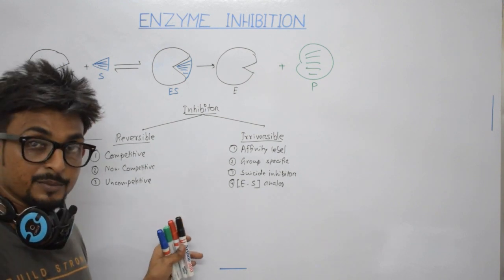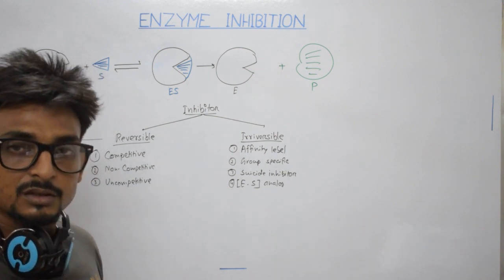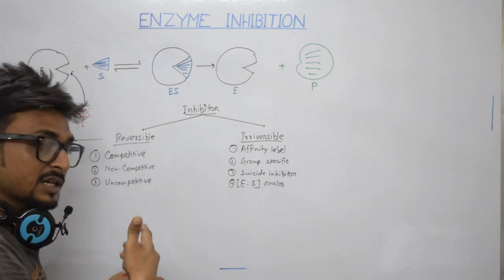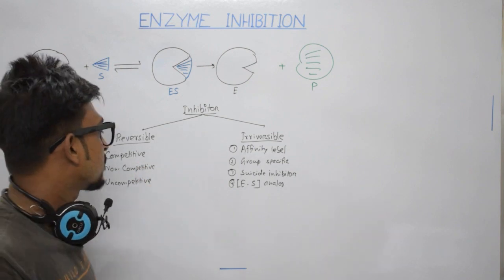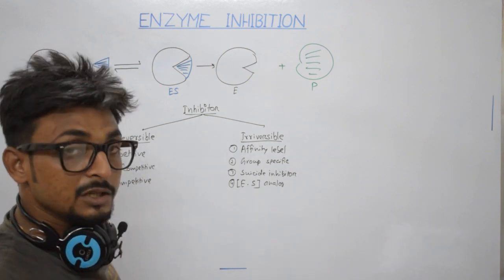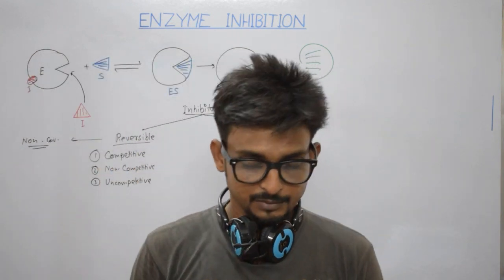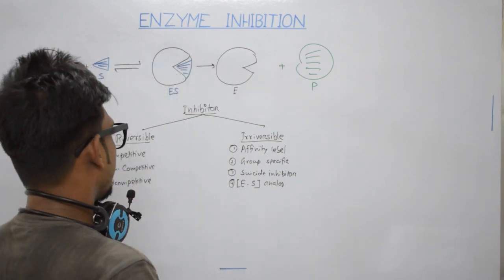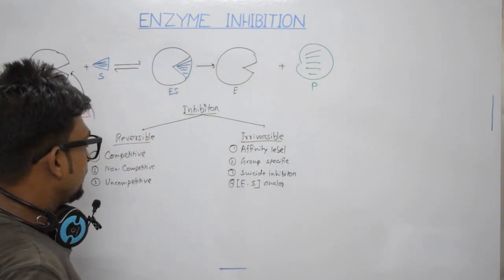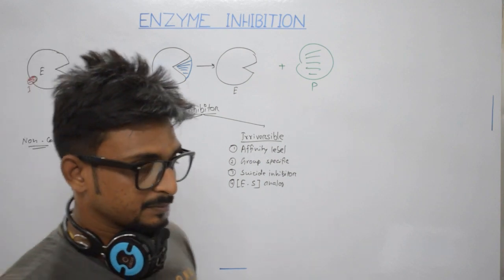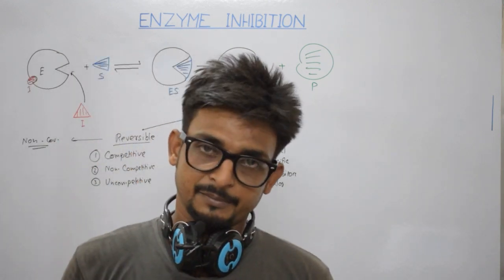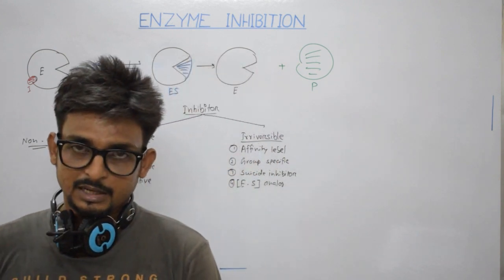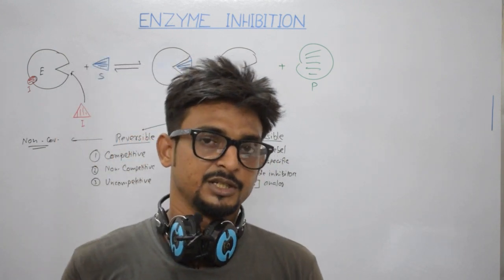Sometimes this uncompetitive is also known as the mixed type of inhibition. Okay, so we will see each of those inhibitions in detail in the future videos. And in competitive inhibition, what will happen is the Km value will increase and the Vmax remains the same. Okay, now that particular thing we will see in very much detail.